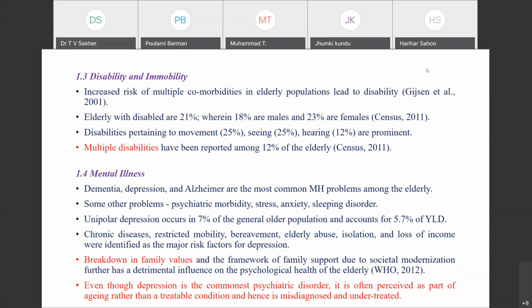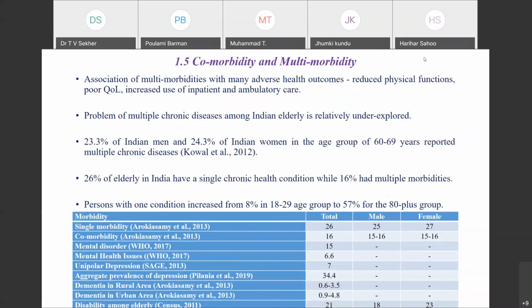With respect to mental illness, dementia, depression and Alzheimer's are the most common mental health problems among elderly, and psychiatric morbidity, stress, anxiety and sleep disorders are other issues. Chronic diseases, restricted mobility, behavioral problems or elderly abuse, isolation and loss of income are some of the identified major risk factors for depression. Apart from that, the breakdown of family values and family support framework due to societal modernization has a detrimental influence on the psychological health of the elderly. Even though depression is the common psychiatric disorder, it is often perceived as a part of aging rather than a treatable condition, and hence misdiagnosed and undertreated, which is one of the important issues which has emerged from this review.